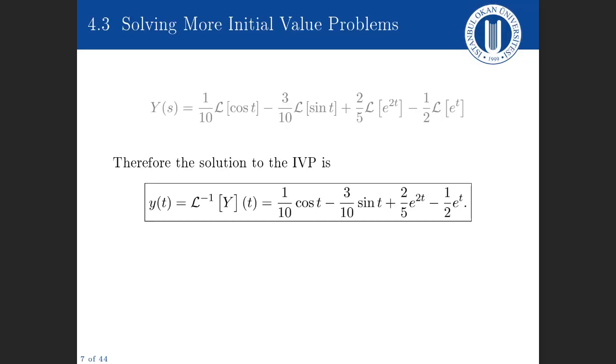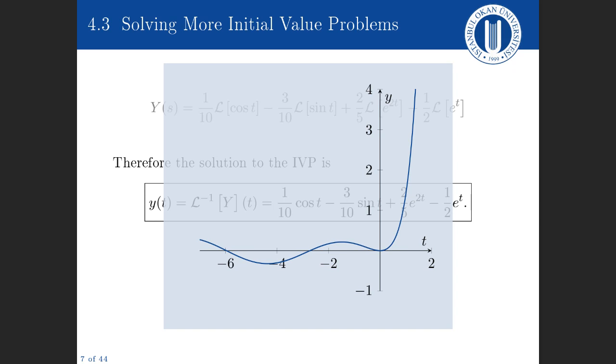So small y must be 1 over 10 cos t minus 3 over 10 sine t plus 2 over 5 e to the power 2t minus a half e to the power t. And I can show you a graph of this function. This is the graph of the solution to this initial value problem. Remember the initial conditions. y of 0 is 0, so it goes through the origin. y prime of 0 is 0, so the slope at the origin must be 0.